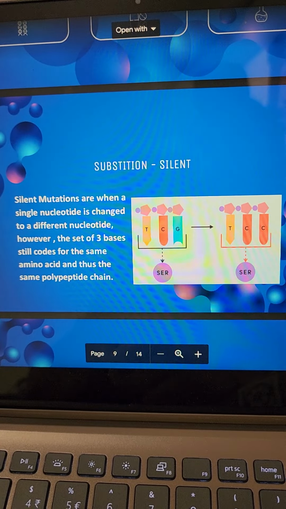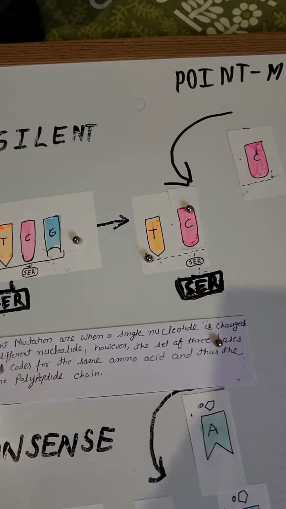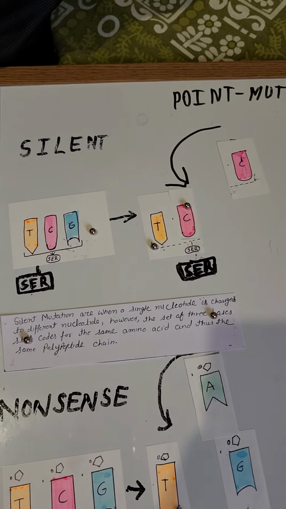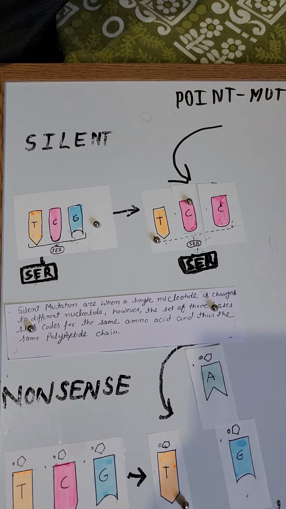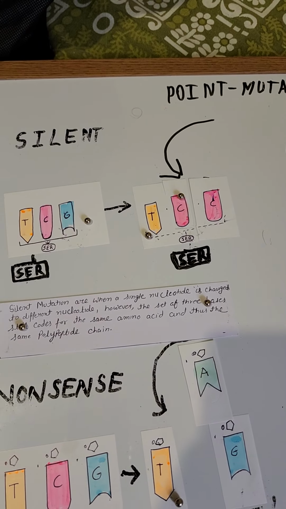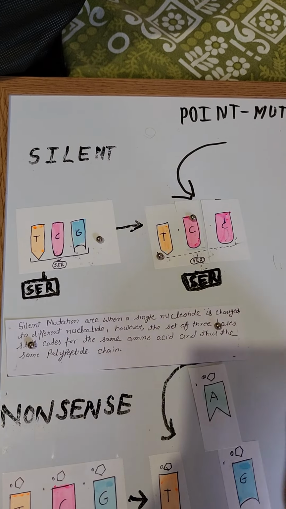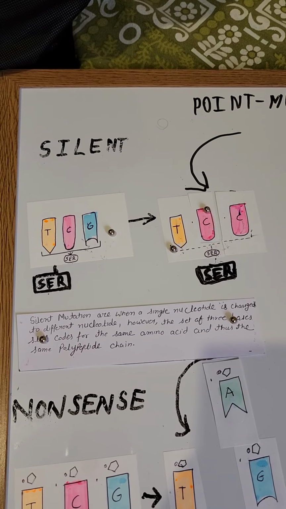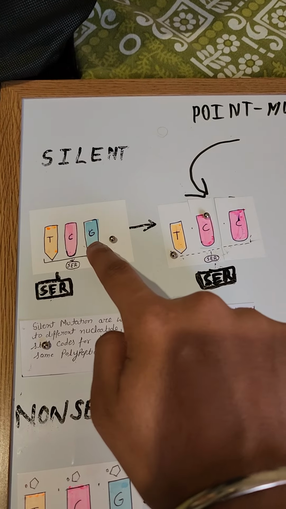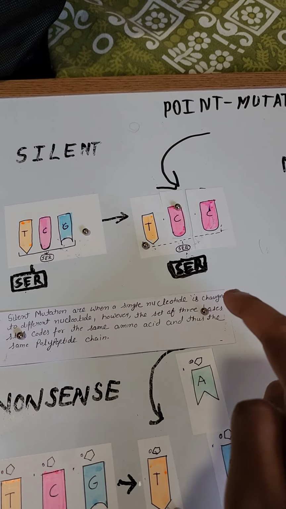Substitution, silent. Silent mutations can be seen here on the model. Silent mutations occur when a single nucleotide is changed to a different nucleotide. However, the set of the 3 bases still codes for the same amino acid, and thus the same polypeptide chain. This can be seen by G being substituted for C, though the resulting amino acid still remains the same.